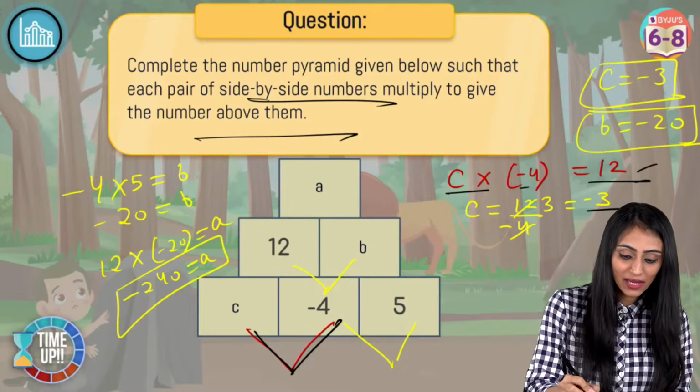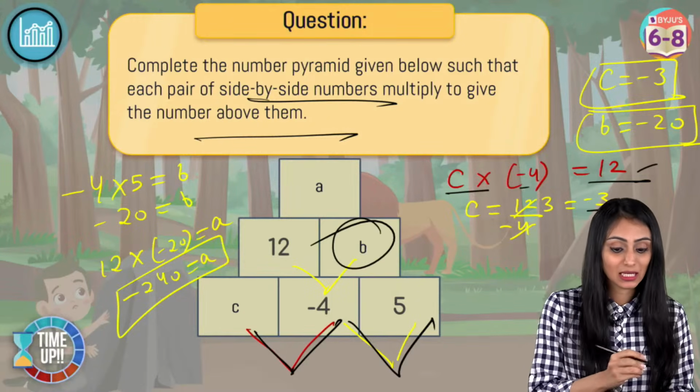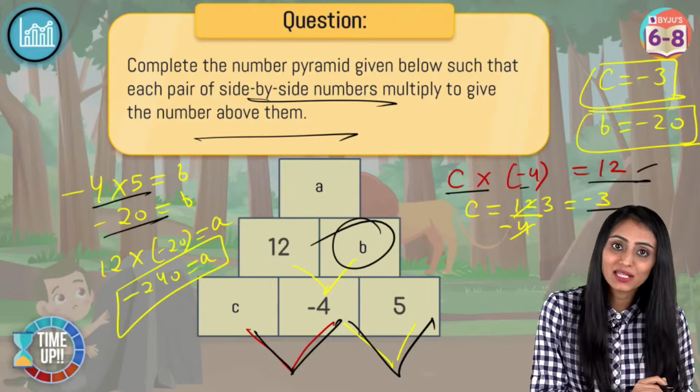Similarly, minus 4 times 5 gives me B. So minus 4 times 5, that would be minus 20.